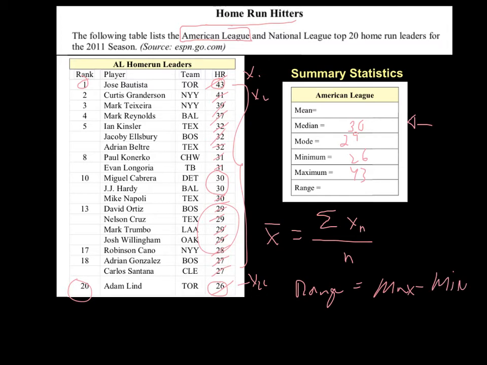So we just need to calculate by hand here really quickly, the mean and the range. So go ahead, press pause and do that.